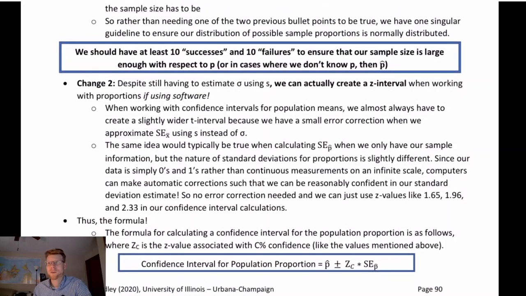So we're back to our standard z values like 1.65, 1.96, 2.33 when working with 90, 95, 98% confidence intervals for p. So same old formula, except that we're plugging in a p hat for x bar. So p hat's our point estimate, trying to estimate where p would be.